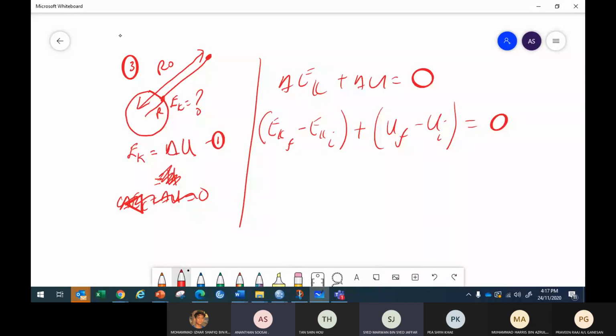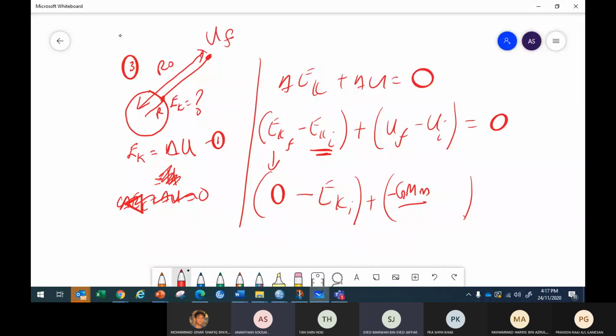Okay. You are looking for the initial kinetic energy. Final kinetic energy becomes 0. So 0 minus initial kinetic energy plus final potential energy, which is negative GMm over R naught, minus the initial potential energy at the surface, which is negative GMm over R, equals 0.